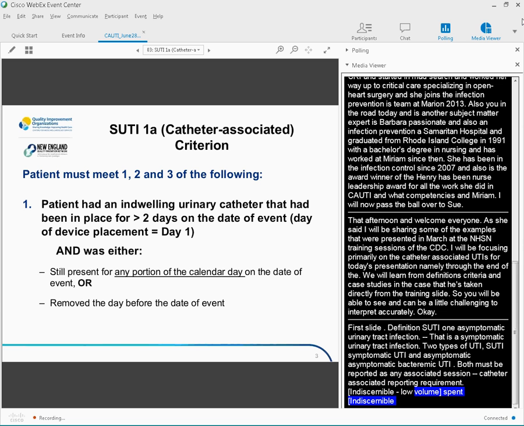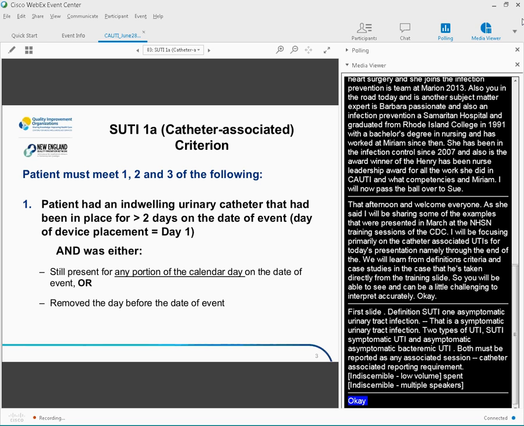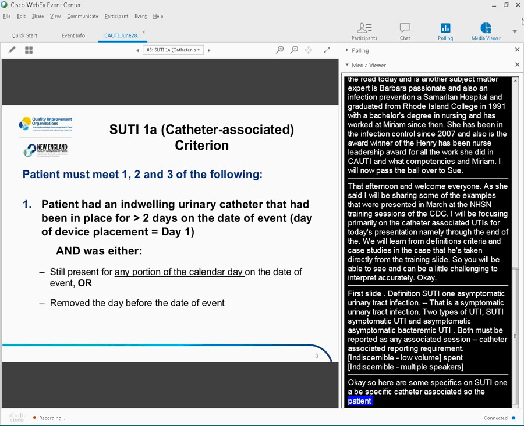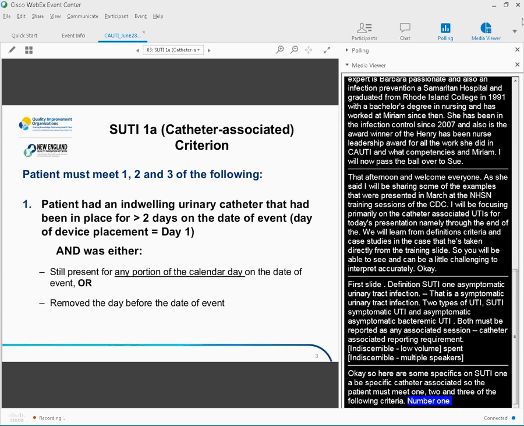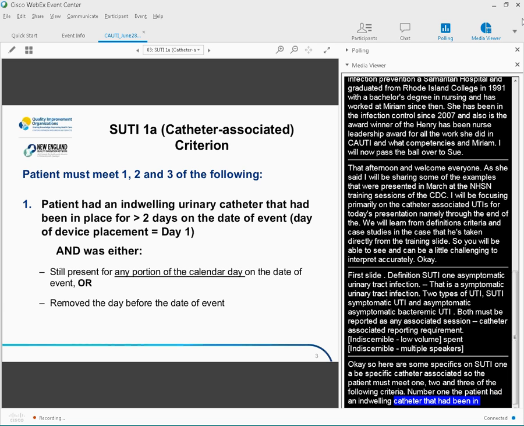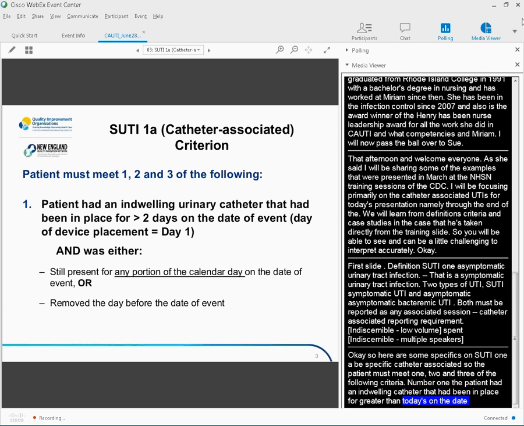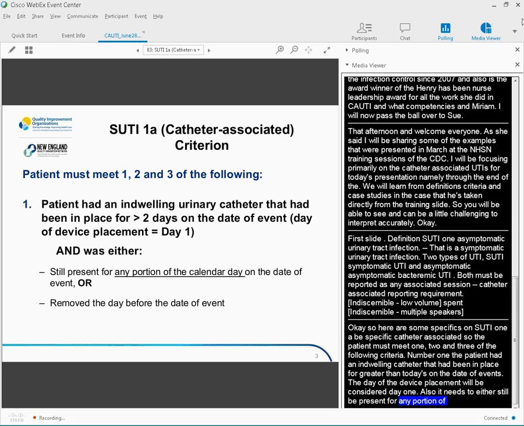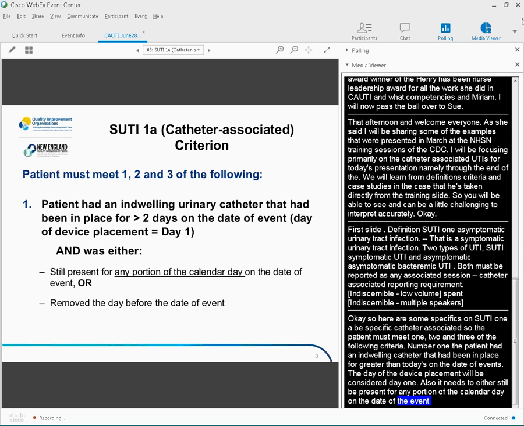Okay, so here's some specifics on SUTI 1A. So that's specifically the catheter-associated. So the patient must meet 1, 2, and 3 of the following criteria. Number 1, the patient had an indwelling catheter that had been in place for greater than 2 days on the date of event. The day of the device placement is going to be considered day 1. Also, it needs to either still be present for any portion of the calendar day on the date of the event, or the Foley has to be removed the day before the date of event.